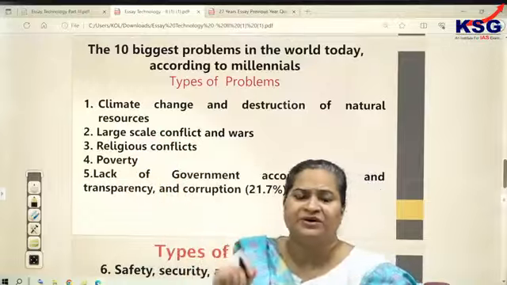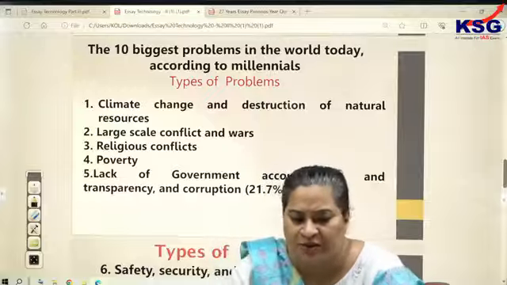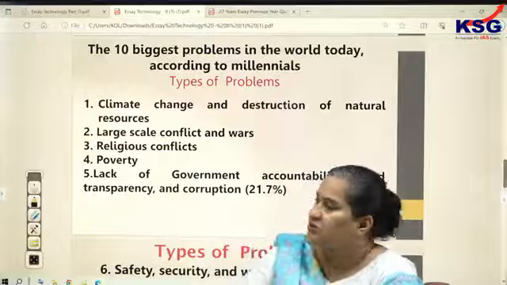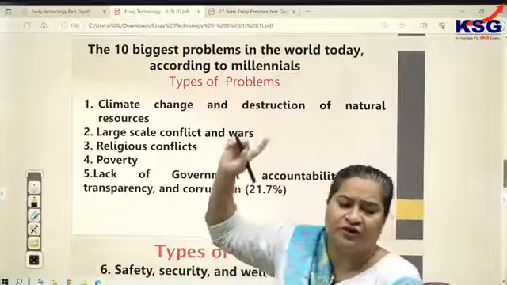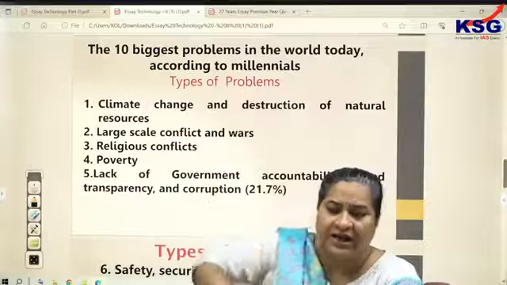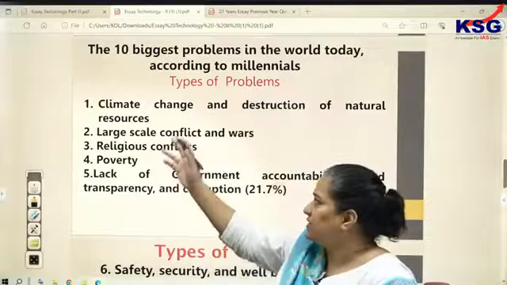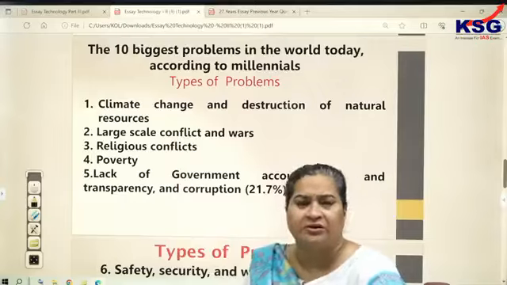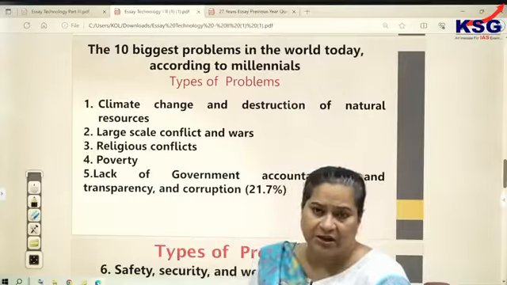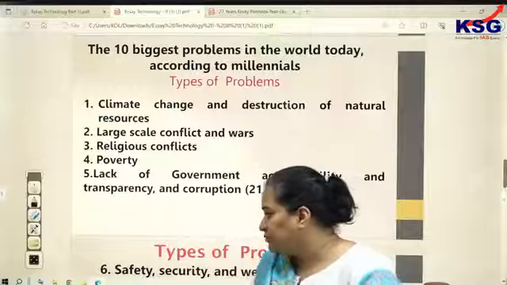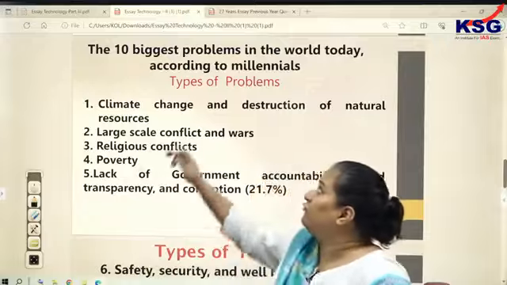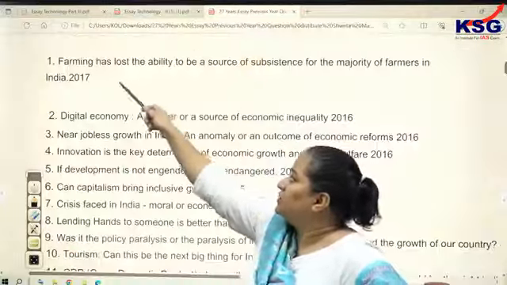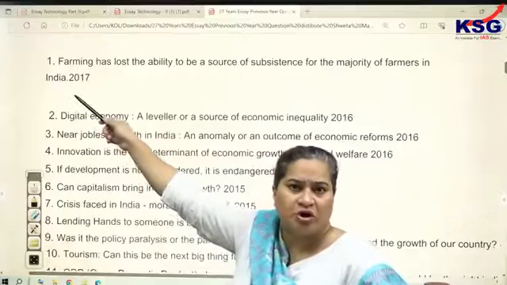Like, let's say climate change. Can climate change be associated with farmers suffering for their subsistence? Yes, because climate change and destruction of nature can lead to a decline in production of the crops. Then, large scale conflicts and wars. Now you'll start thinking that, oh, in border areas the farmers suffer. Okay, don't start thinking about Russia and Ukraine, for the simple reason that the topic is talking about India. The topic is associated with farmers who are in India. So you don't have to talk about Russia, Ukraine.